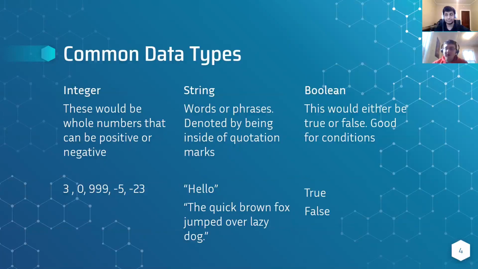Strings will be holding different words or phrases in them, and you can see some examples below. Select the word hello and the sentence, and you will note that these are all within quotes to denote that they are a string to the computer. And the last one will be Booleans, which are just denoting a true or false value for use later on in your program.